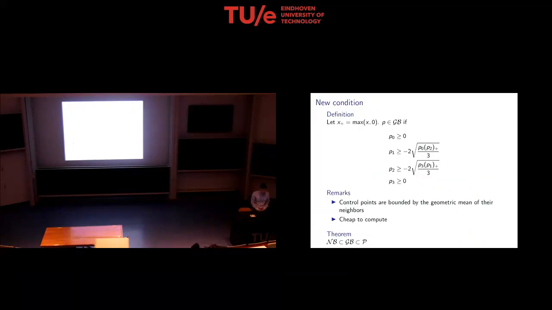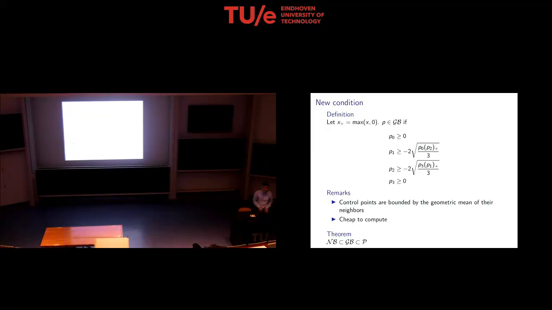And so here we go with our condition in the cubic case. Let's define x plus to be the maximum of x and 0. So this is the projection onto the non-negative orthant of x. And then we're going to define P to be in GB. G here stands for geometric mean. The non-negative Bernstein was non-negative coefficients; GB for geometric mean. And why do we call it that? Because we still require that the first and last control points are bigger than 0. In fact, the first and last control points are the values of the polynomial at the endpoints, so those definitely have to be bigger than 0.